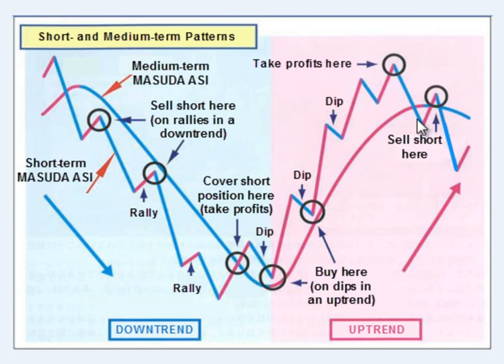Now, how will we know when the uptrend has finished and when it will turn into a downtrend? Well, we can first of all look at the medium-term Masuda Ashi line, which is changing back from pink to blue here, and also the short-term Masuda Ashi line has broken below the medium-term line here in what we call a dead cross. Dead because it's not a good signal. Well, it signals that the share price has probably reached a peak and is likely to go downward hereafter.